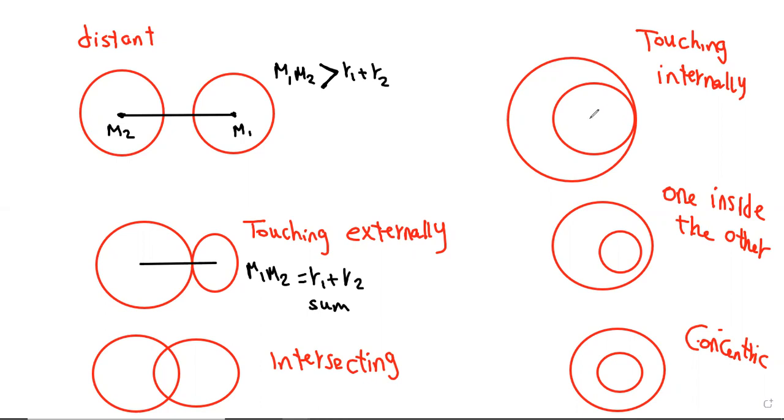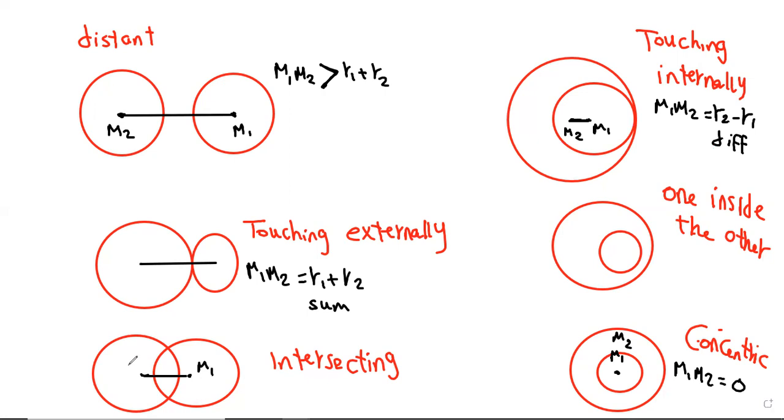And if they are touching internally, this is M1, M2. Here in this case, M1, M2, the line of centers, equals R1 minus R2, or R2 minus R1, equals the difference. And if they are two concentric circles, you will find the center of the first circle is the same as the center of the second circle. So the line that joins the two centers equals 0. So M1, M2 equals 0.